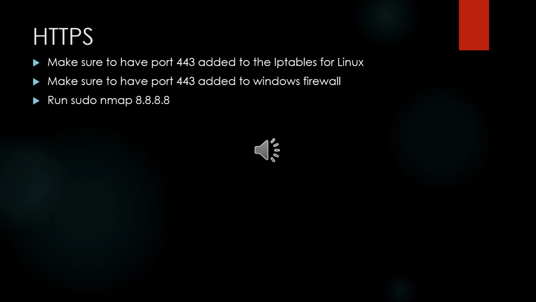For both of the servers, there's just a couple of things that you need to make sure to do for HTTPS. You're going to want to make sure you have port 443 added either to the IP tables for Linux or to Windows Firewall for Windows Server 2019. And to check that, you can run sudo nmap just on your 8.8.8.8. That's your Google. You should be able to check to see if you have 443 as a default.